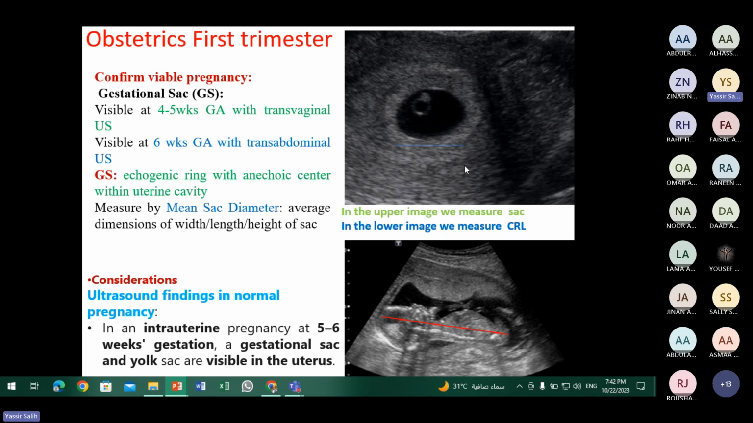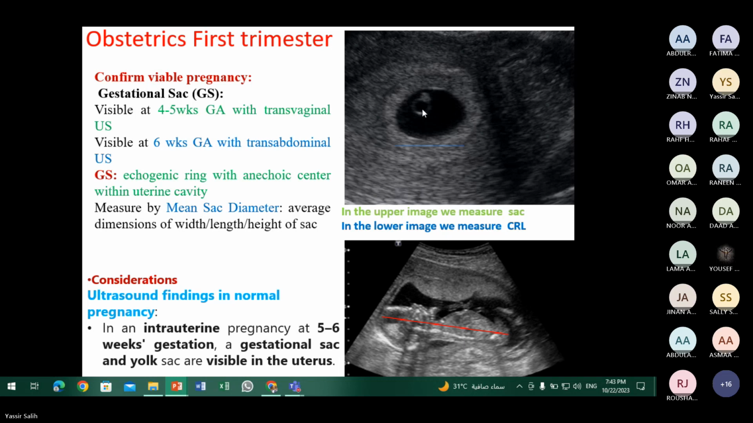This gestational sac is usually seen at 4 to 5 weeks by transvaginal ultrasound. But if we do transabdominal ultrasound, it is usually seen at 6 weeks. So transvaginal is more sensitive. You can detect the gestational sac earlier, at about 4 to 5 weeks, but by transabdominal ultrasound it is detected at 6 weeks of gestational age. Therefore we prefer transvaginal to detect the gestational sac early.